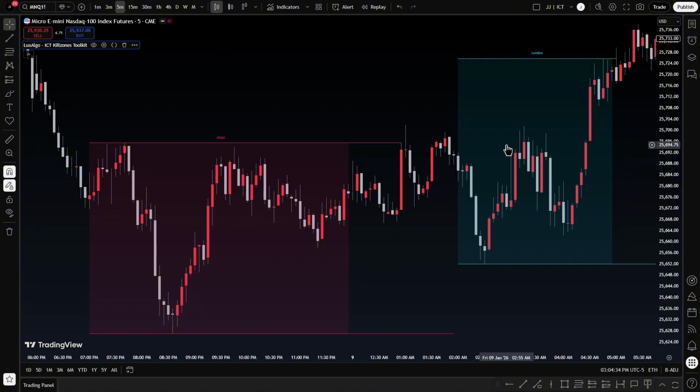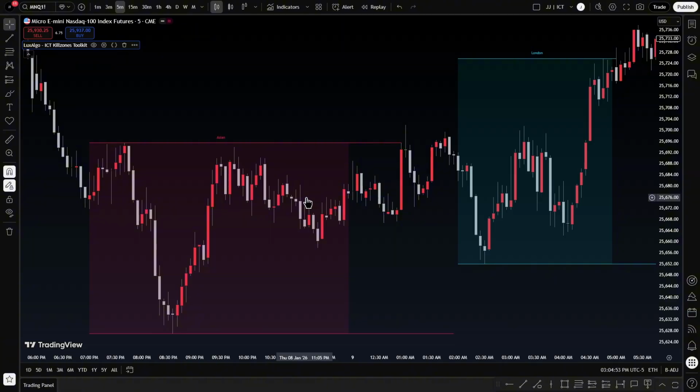Anything outside of a kill zone that you're using for a so-called macro, saying, "Oh, this is a macro because it's 20 minutes," no, it has to be within a kill zone. Asian, London, pre-market, or New York, including New York PM, or basically just the entirety of New York. Got it? Simple.